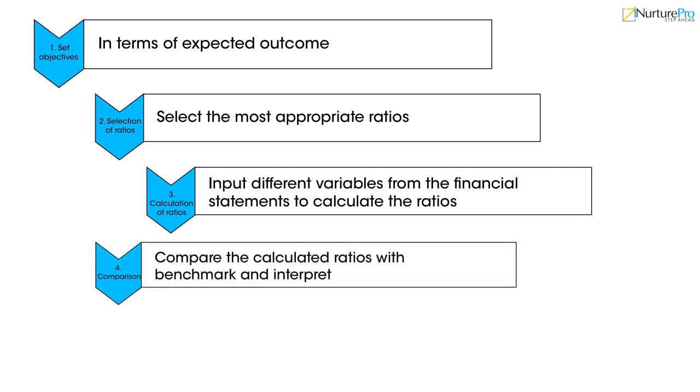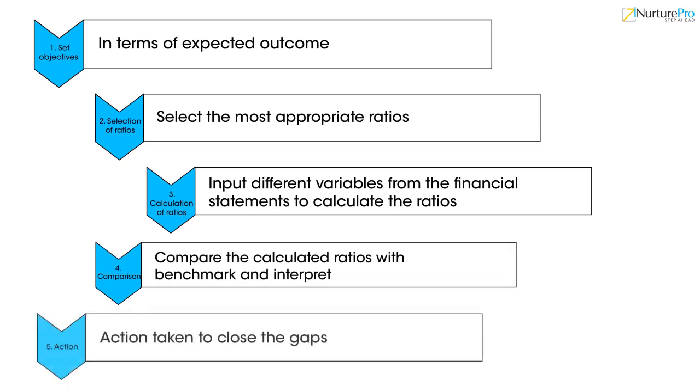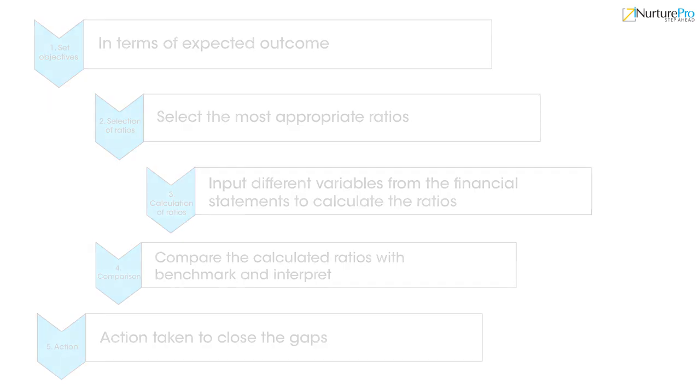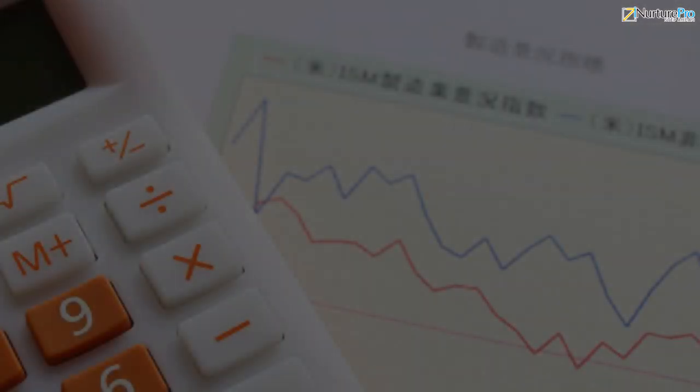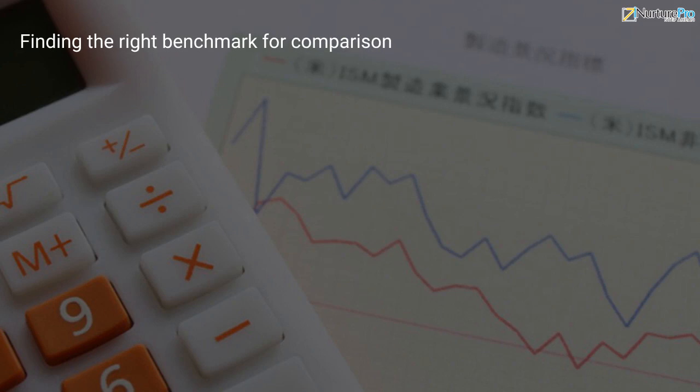Step 4. The analyst then compares the calculated ratios with some standard or benchmark, interprets the differences and marks the deviation. And step 5. Finally, actions are suggested or taken to close the gap. As discussed in step 4, the most difficult part of ratio analysis is finding the right benchmark for comparison. Selection of proper standards of comparison is a most important element in the ratio analysis.